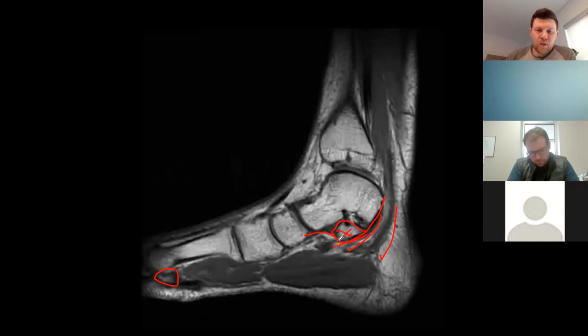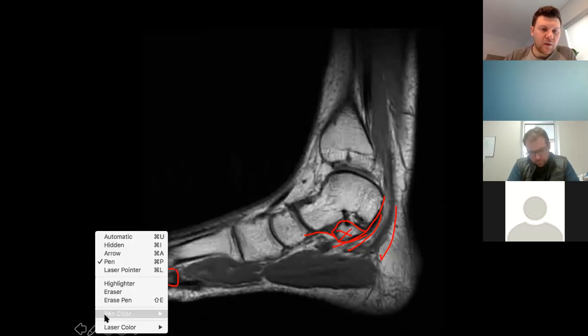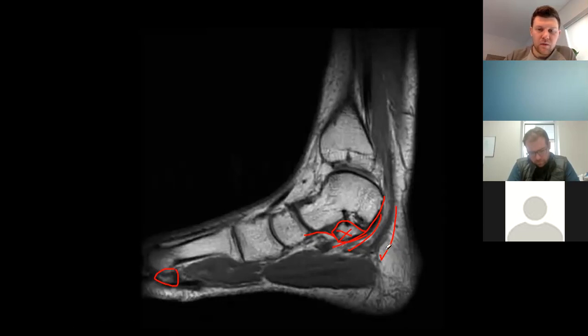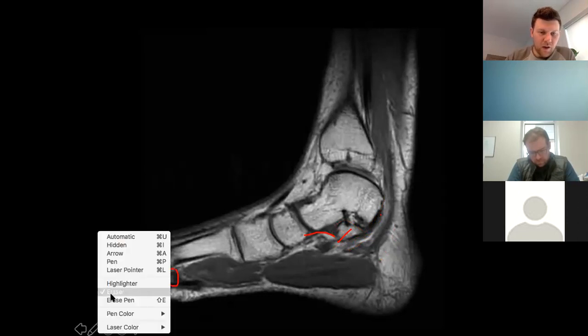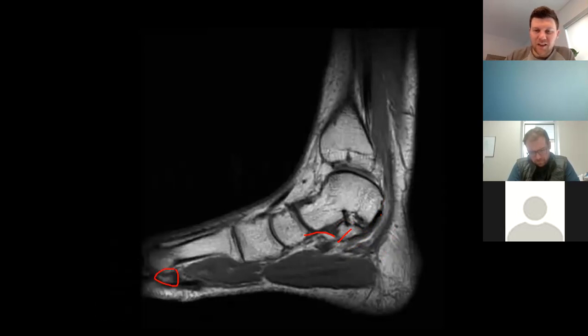Not sure. So if you're looking at the tissue, how would you describe this tissue right in here? Yeah, it's darker. Okay, I'm okay with that. Darker is good. So darker than what? It looks almost as dark as a tendon.